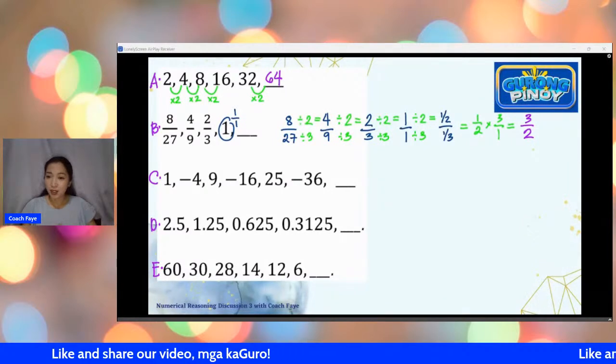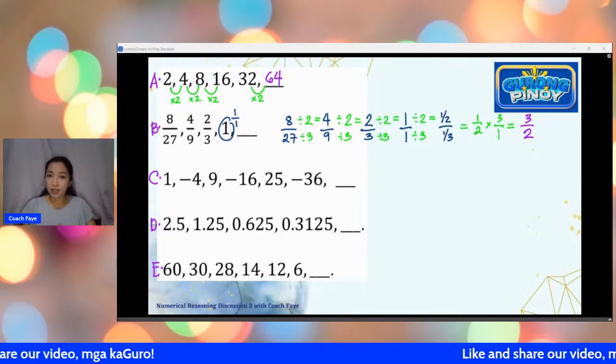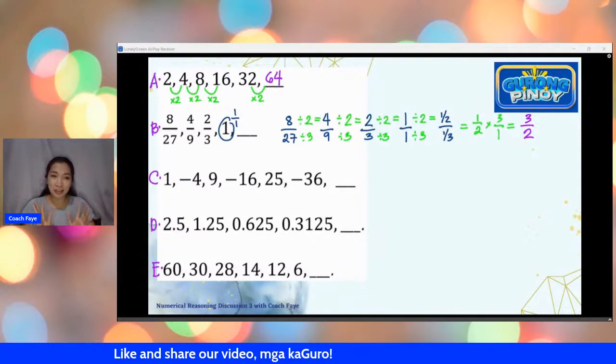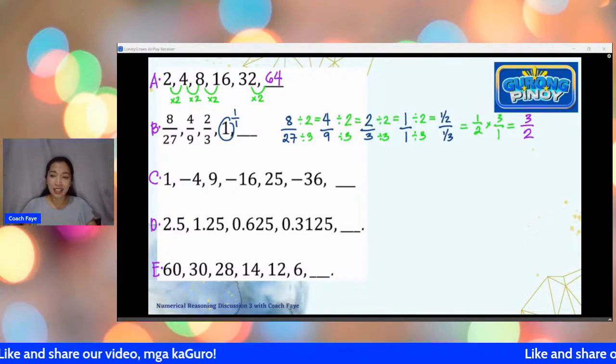Ayan po. So, ayan, sabi ni Ma'am Carlene, yes, reciprocal po. We take the reciprocal when we're doing division. So, we'll discuss that in full detail next week. Huwag ko po muna kayong i-overwhelm ng so many different things ngayon. Ito lang po muna tayo, patterns lang.